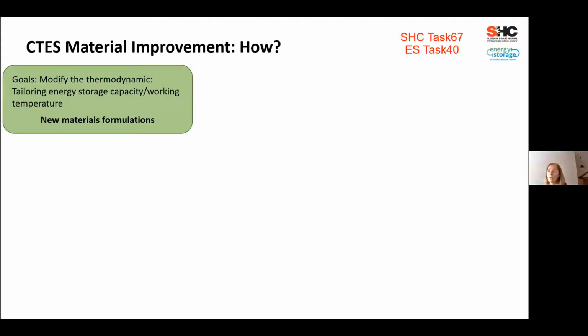So how would we like to improve the material? We are thinking about different strategies. The first one is, of course, we will look at new material formulation. So we want to create new material, meaning material with good thermodynamics. We want to modify the thermodynamics to increase the thermal energy storage, the amount of energy we can store, and also the temperature. And we can do that in different ways.